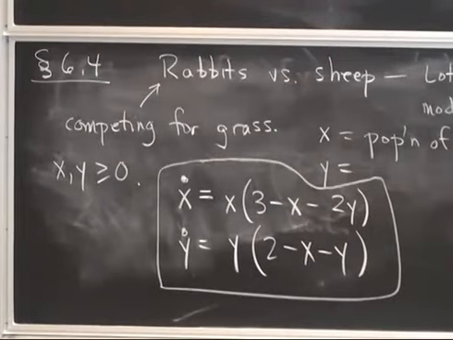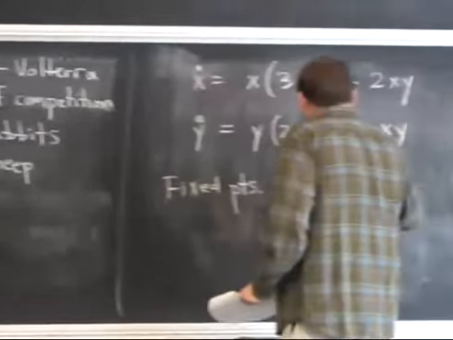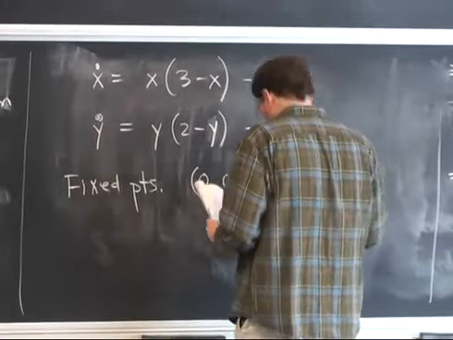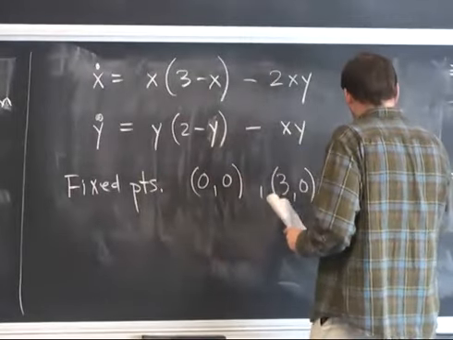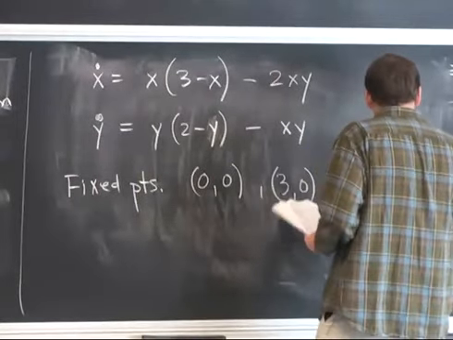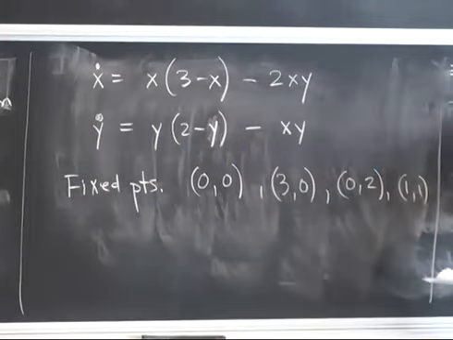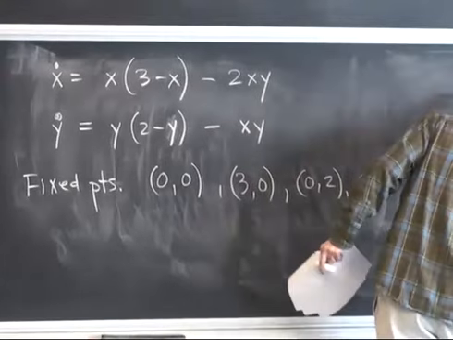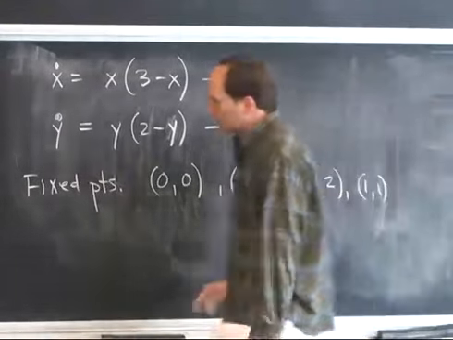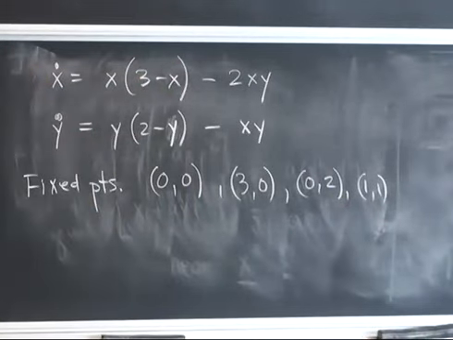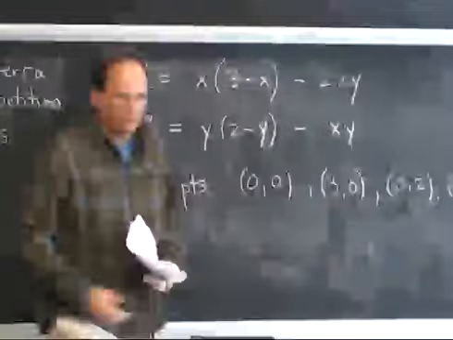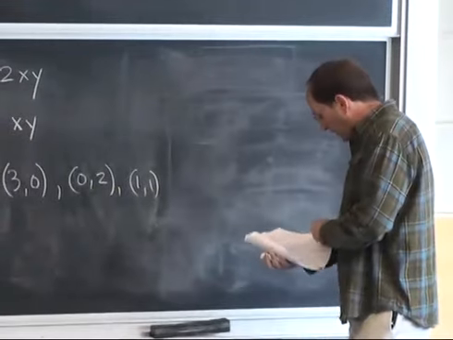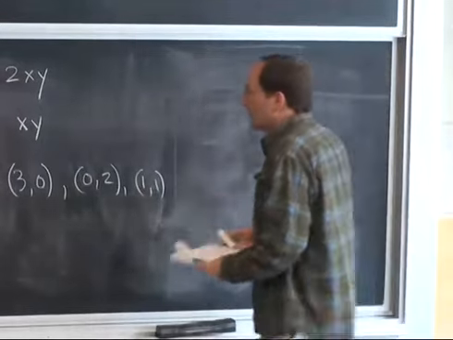And trying out the different cases, you'll find that the fixed points are 0, 0, 3, 0, 0, 2, and 1, 1. And that's it. The 1, 1 case, for instance, is when we're saying this parenthesis equals 0 and this parenthesis equals 0. If you solve those two simultaneously, you'll get 1, 1. All right, now let's linearize around them to see what's going on.